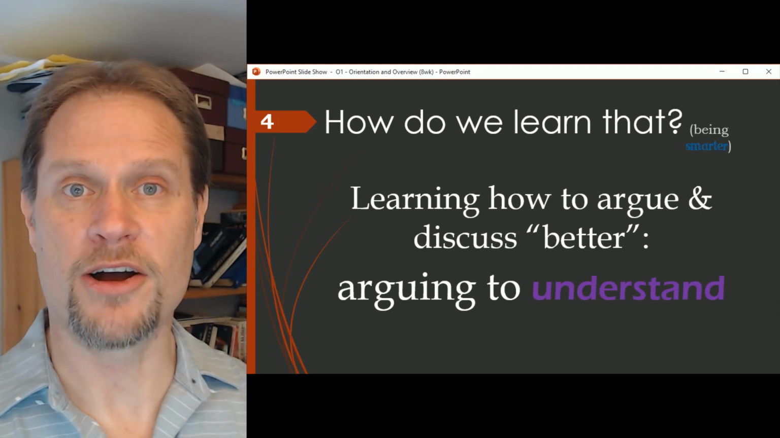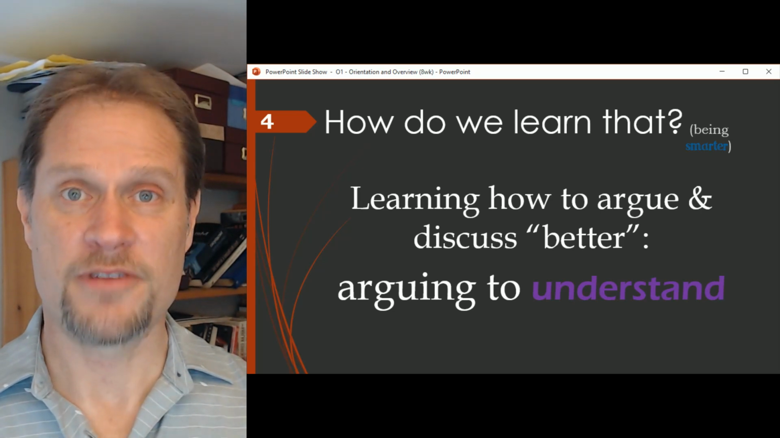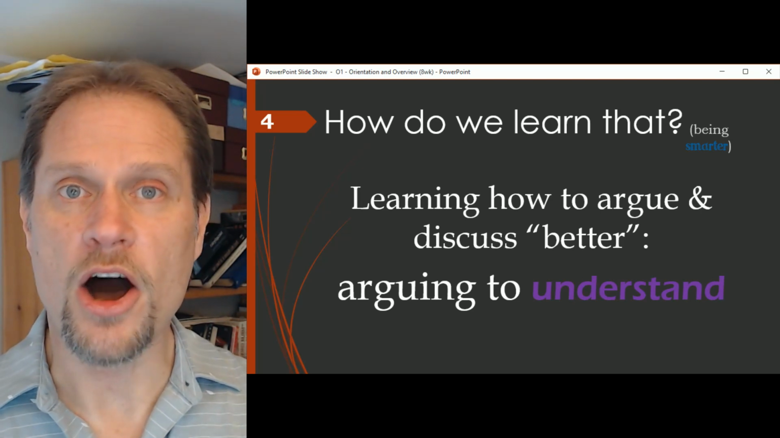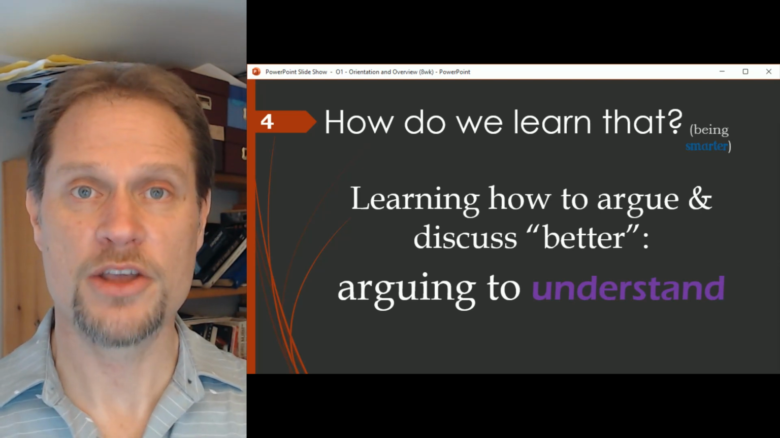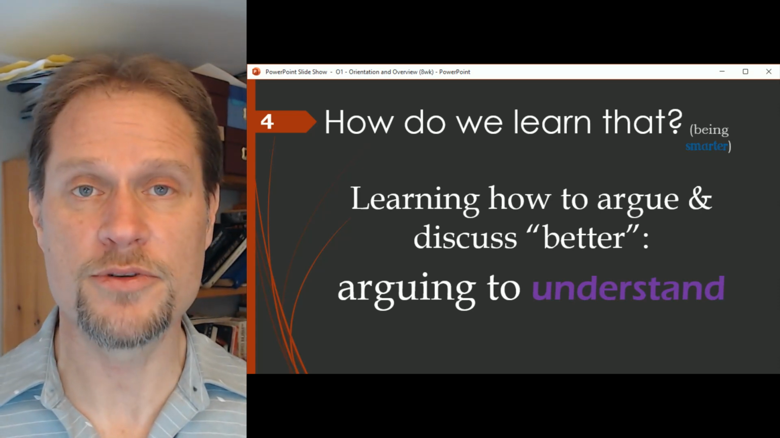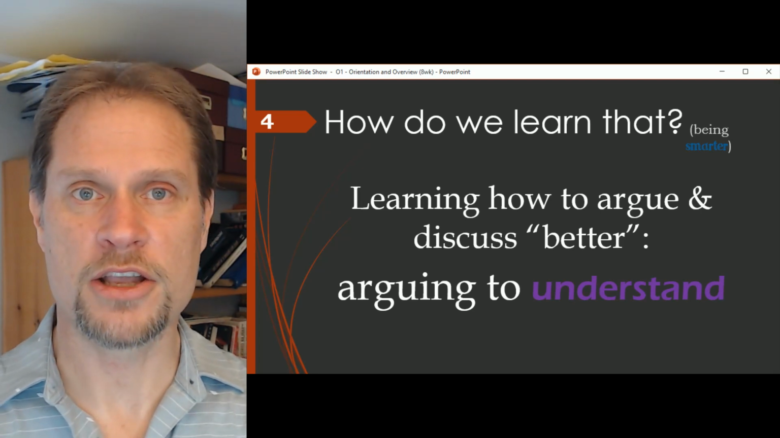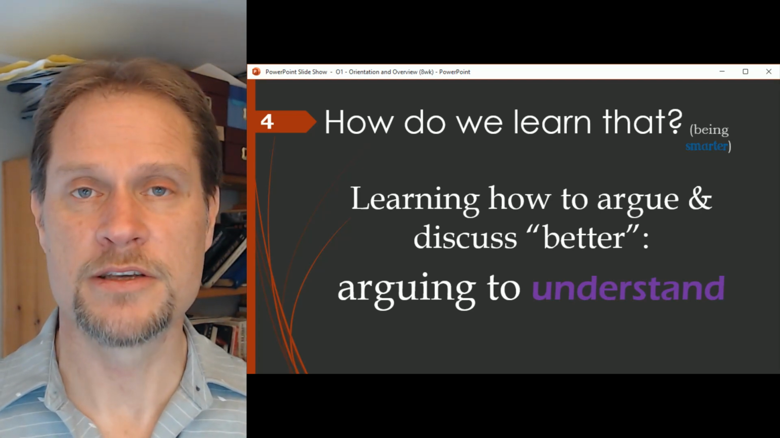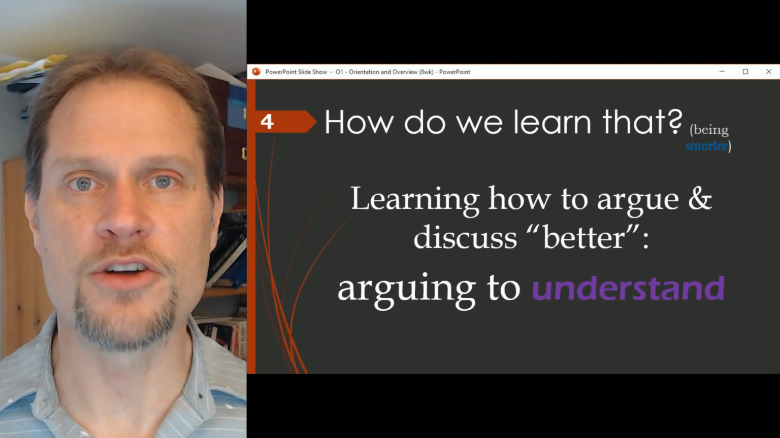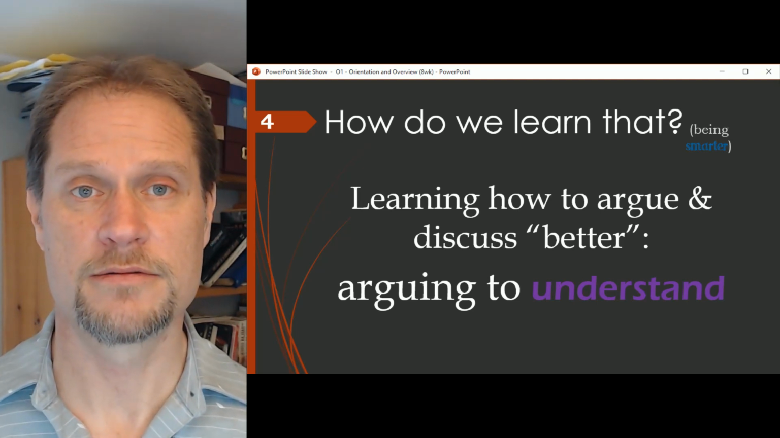So framing arguments in terms of wins and losses like a debate does, framing arguments and discussions in terms of persuading other people to adopt your viewpoint, not super constructive because it doesn't have anything to do with the truth or understanding. That's the focus of this course, is to learn argumentation techniques and habits, not to win or persuade, but to increase the understanding of every participant in the discussion.